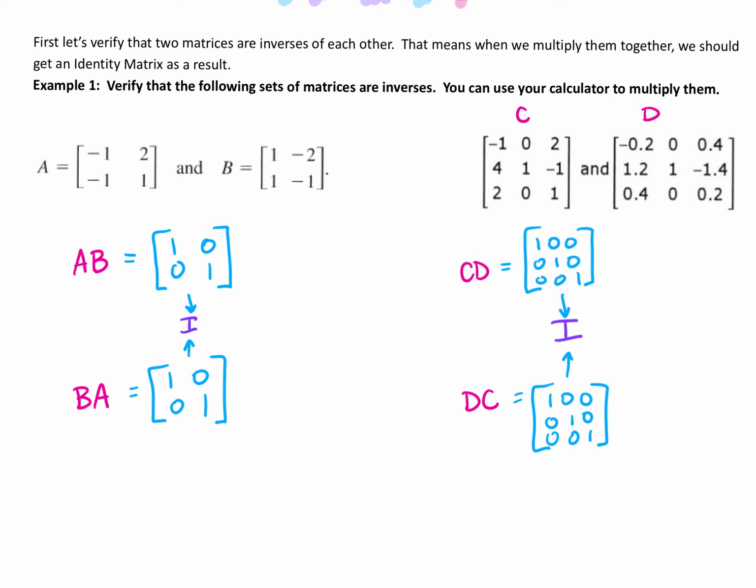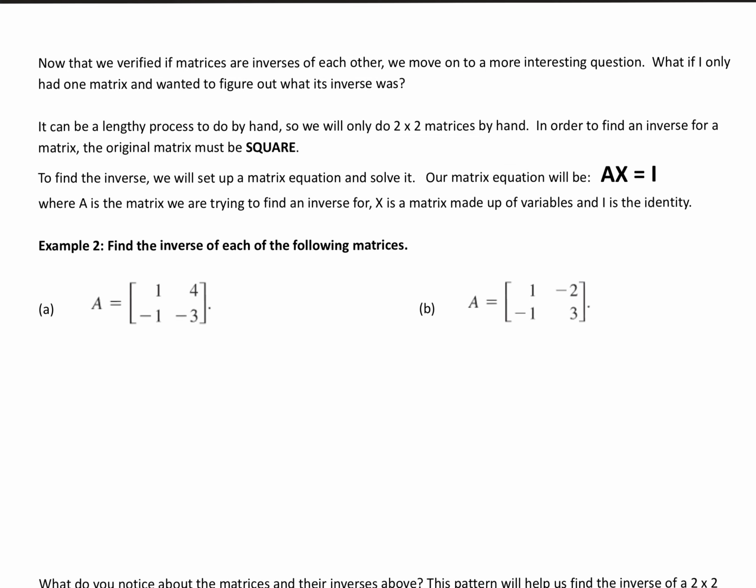All right, so when using your calculator, you should find that you get these results. For the first one, A and B, when you multiply them, you get the identity matrix, which is a 2 by 2 matrix in this case. And then for the second set, you got the identity matrix, which in this case is a 3 by 3 matrix. So we have now shown how we can verify that two matrices are actually inverses of each other.